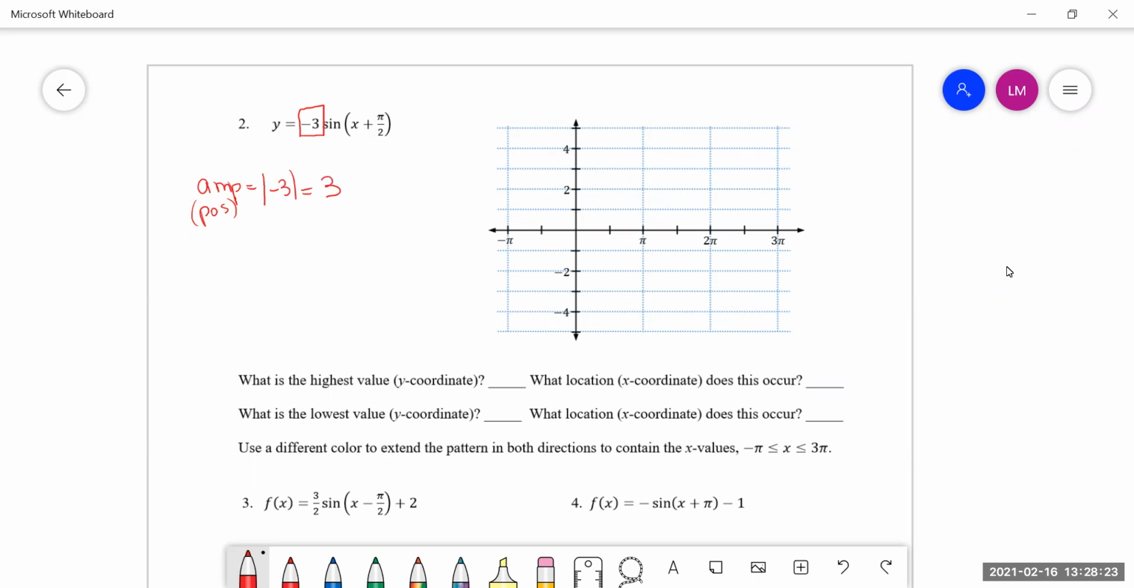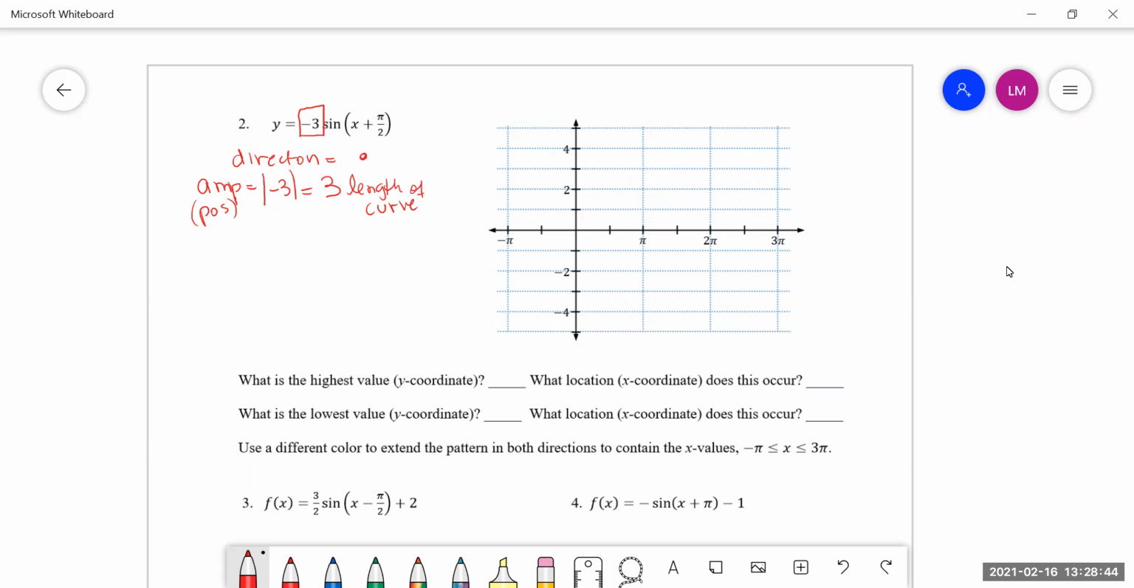That's the length of my curve. Let me write it down. Length of the curve, or height of the curve, right? I'm gonna go as high as 3, as low as 3, as high as 3, as low as 3. However, this also tells me the direction. It tells me the direction of the curve.